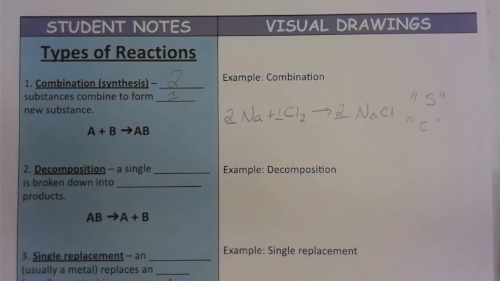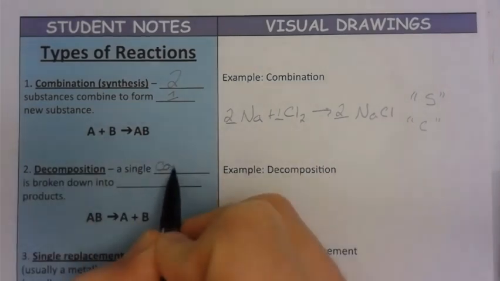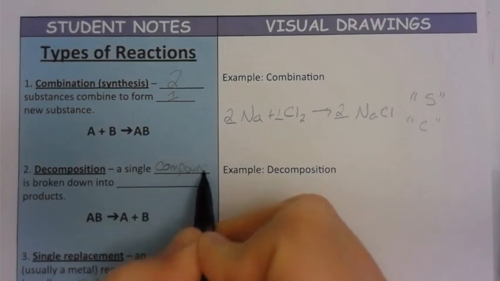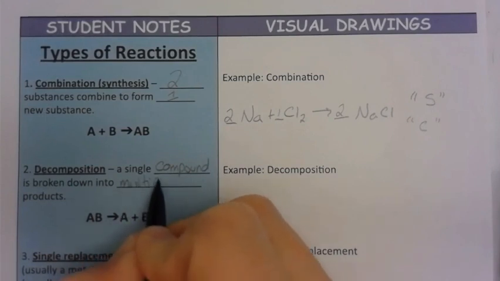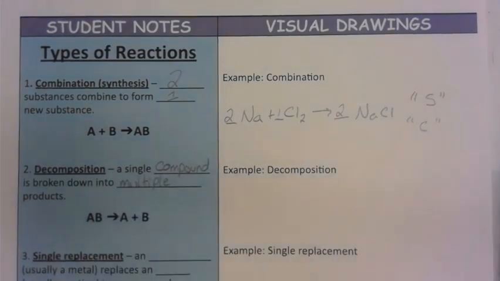Okay. The second type of reaction we're going to talk about is the opposite to a combination, and that is a decomposition. So that word alone, decomposition, is saying that something is decomposing or breaking down. So we have a single compound broken down into multiple products. And I say multiple because it's possible for a decomposition to break down. It doesn't always have to be 2 products. It could be 3, could be 4.